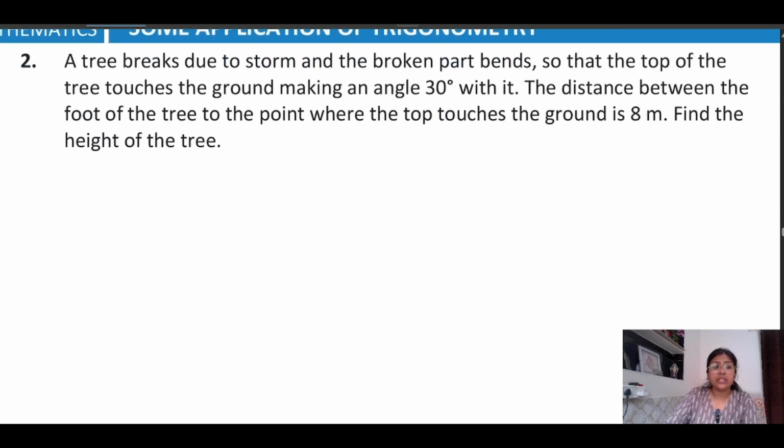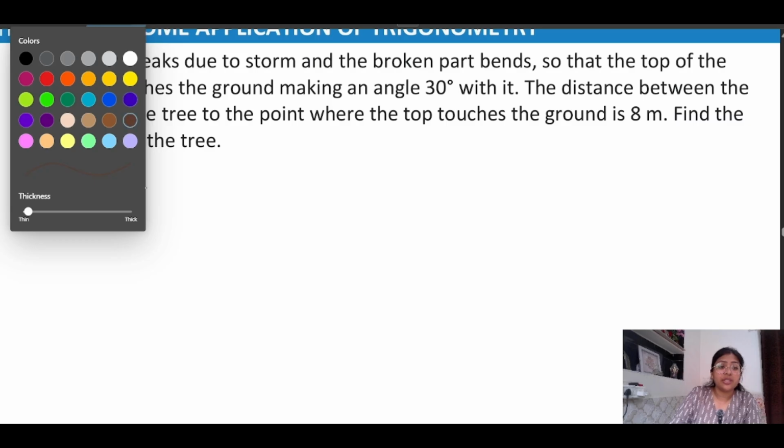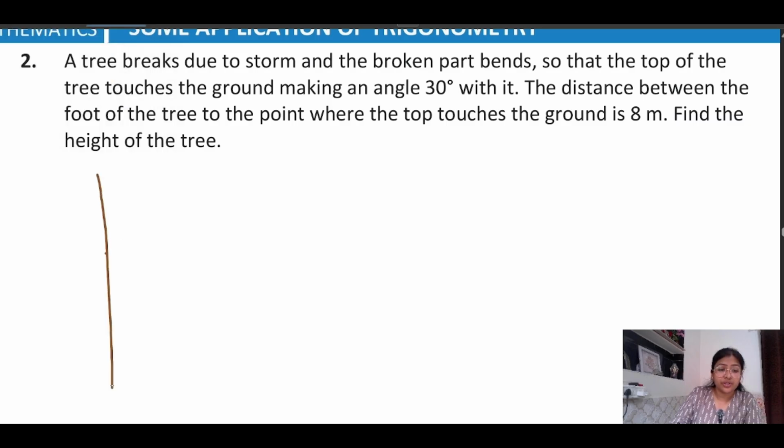Yes, very important question. A tree breaks due to a storm and the broken part bends so the top of the tree touches the ground making an angle of 30 degrees. Okay, suppose this is our original tree. But due to the storm, the tree breaks from this point, and this point now is touching the ground, making an angle. Some part of the tree breaks due to the storm and it touches the ground, making an angle of 30 degrees with the ground.